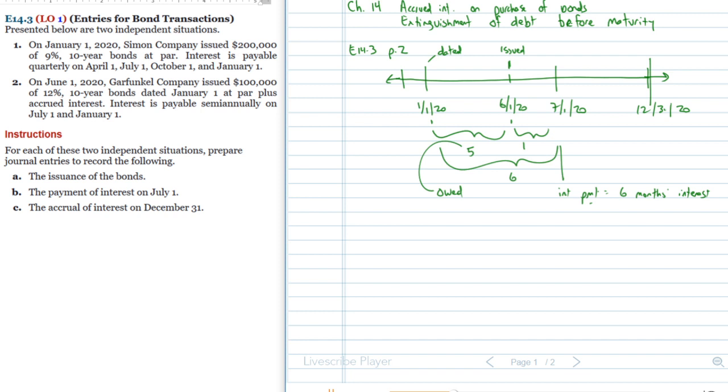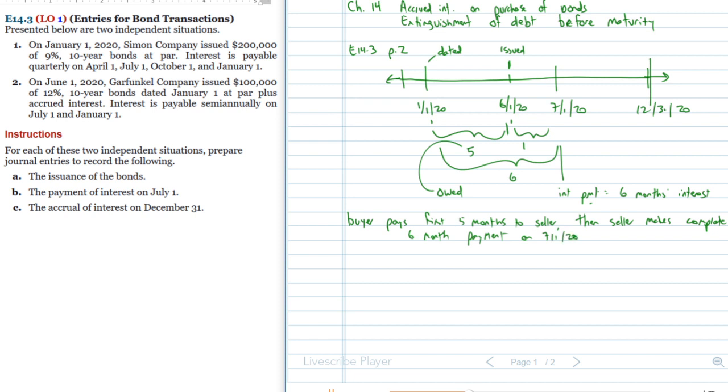So the way they handle it instead is to adjust the price upward so that the buyer of the bond pays the first 5 months, or however many are necessary, to the seller, and then the seller makes the complete 6-month payment on 7/1/20. All right, so that's the situation we were in.